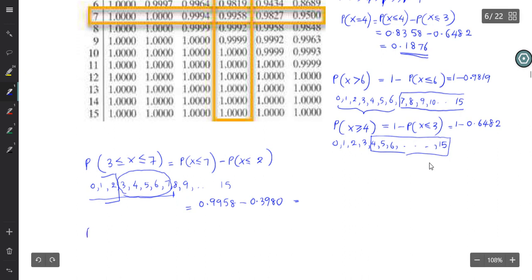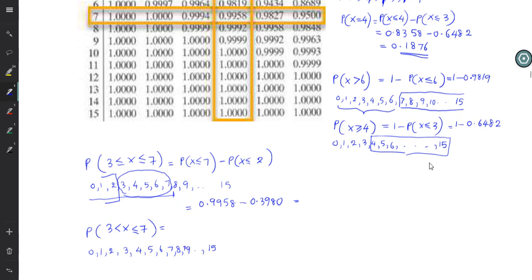What if you need the probability of 3 less than x less than or equal to 7? Now you see the 3 is not included here. So what are the values you want? You don't have to write these possible values of x all the time. Okay, I am showing it just to make it clear. If you can easily figure out how to get this equation, you can straight away write it. You don't have to write this 0, 1, 2 up to 15 all the time and mark it. With practice, you will easily get this in your mind. Okay, you don't have to do this selection all the time.